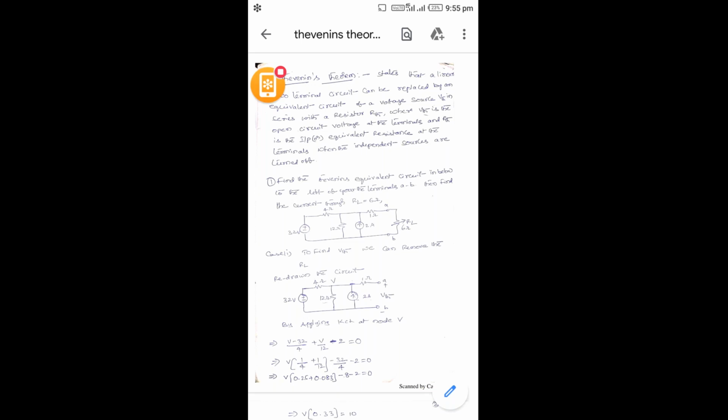Thevenin's theorem states that a linear two-terminal circuit can be replaced by an equivalent circuit of a voltage source VTH in series with a resistor RTH, where VTH is the open circuit voltage at the terminals and RTH is the input or equivalent resistance at the terminals when the independent sources are turned off.